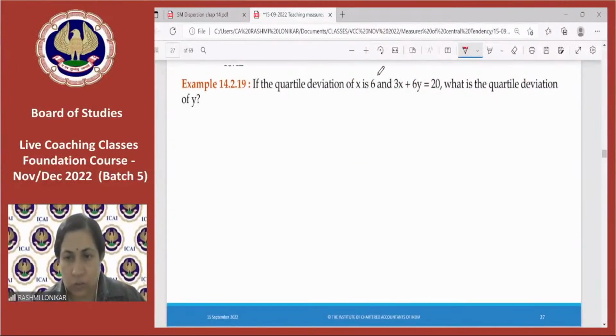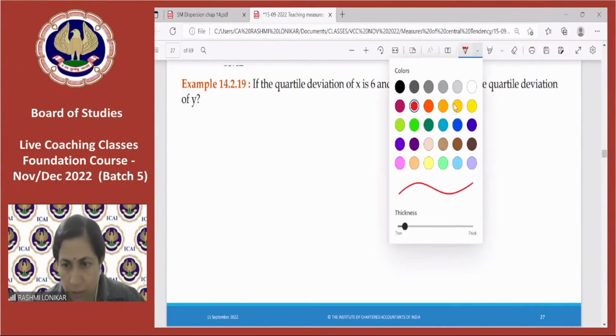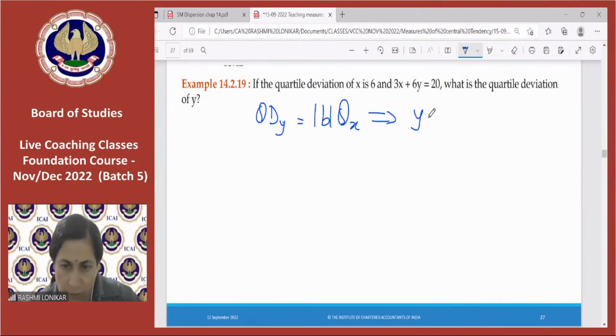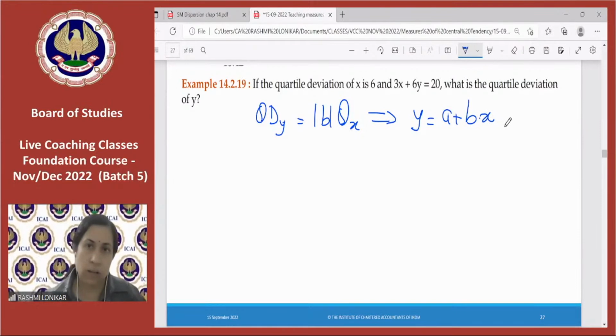Now we are using the property which says that the quartile deviation of y is equal to mod b into the quartile deviation of x. And when will that hold? When y is equal to a plus bx form, when your equation is in the y is equal to a plus bx form.